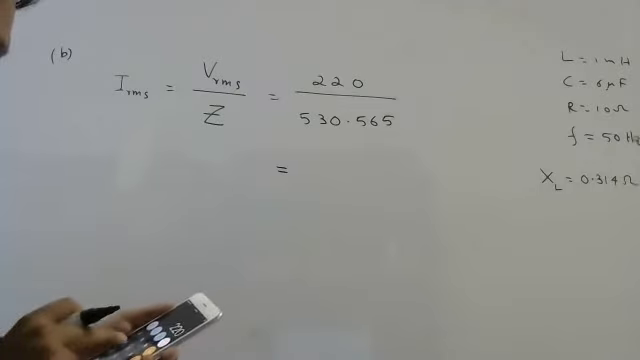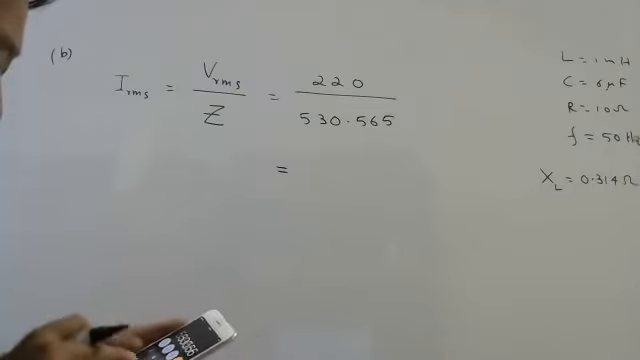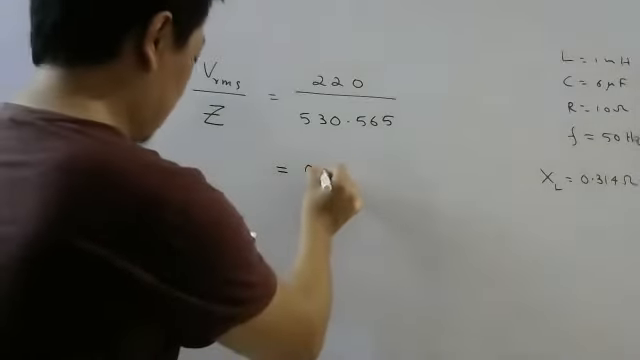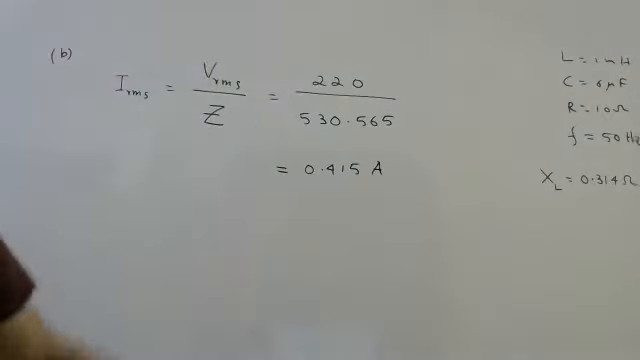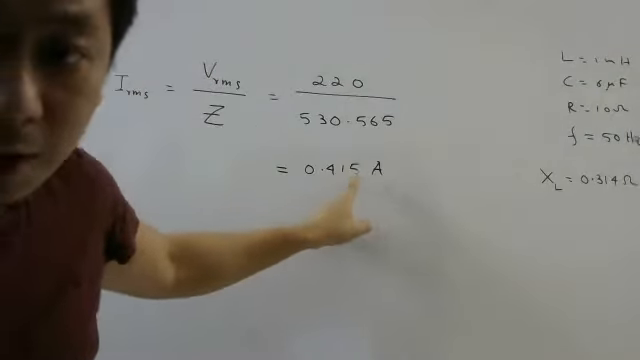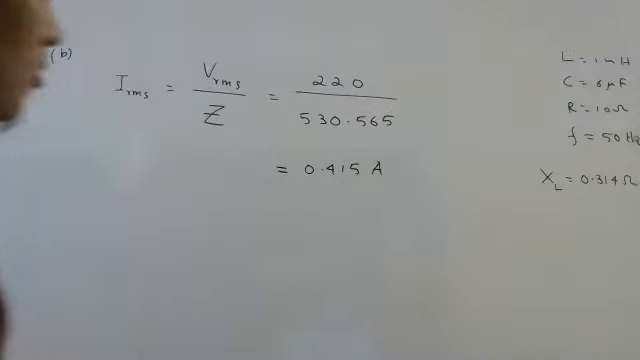220 divided by 530.565 is 0.415 ampere. After 4, there is 6, so I made it one digit more. 0.41.